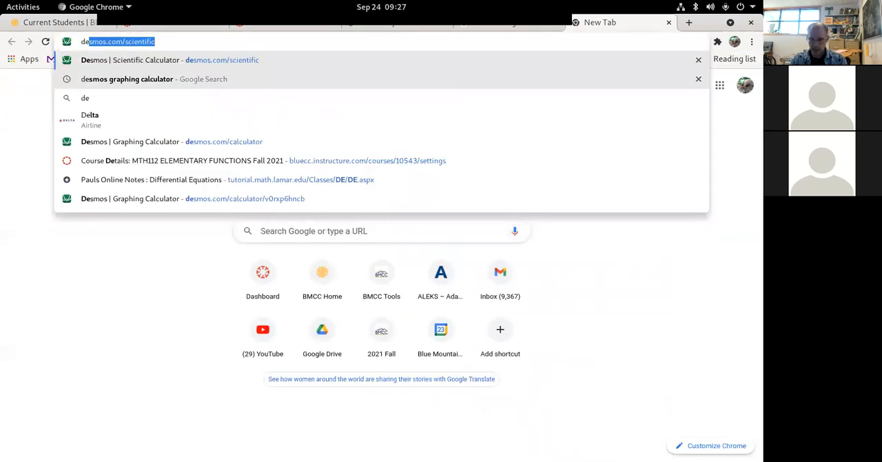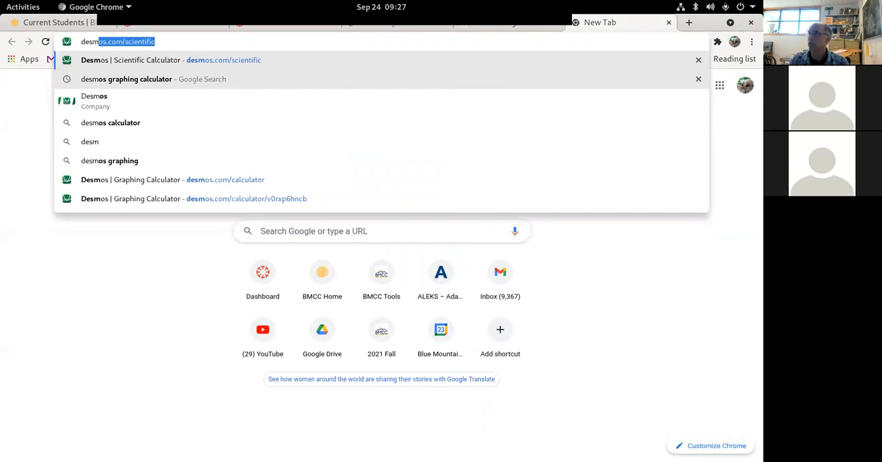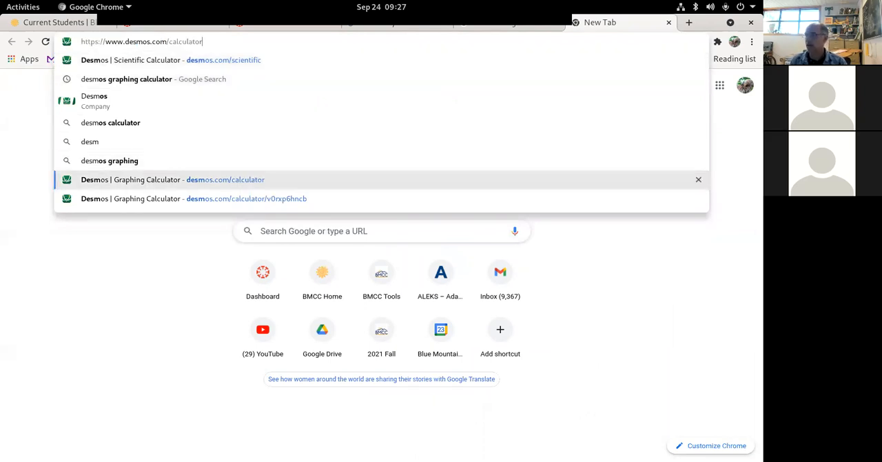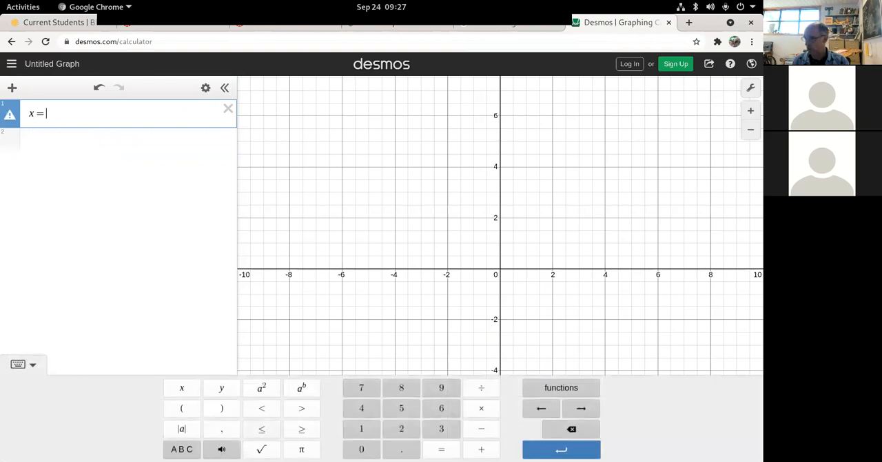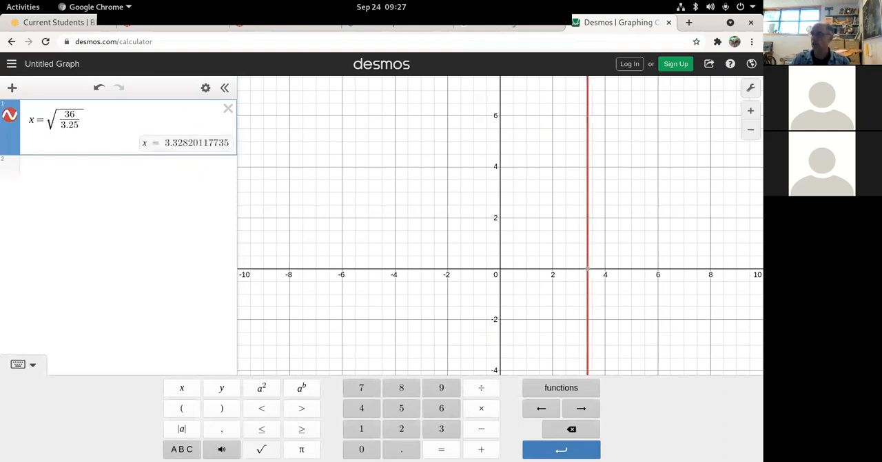Let's try Desmos, which is popular. And I think I'll use the graphing version because there's another way that this can help me out. So I believe that x here is equal to the square root, which you can either type SQRT, or you can bring up the little keyboard here if you're on your computer and grab the square root symbol, of 36 over 3.25. And there's my 3.328 x value.